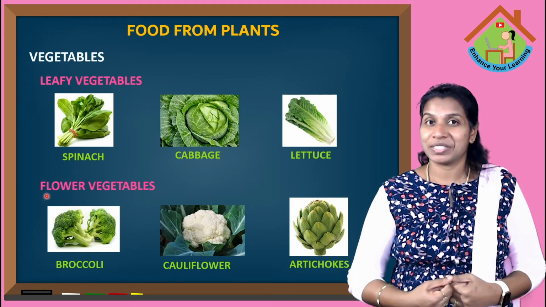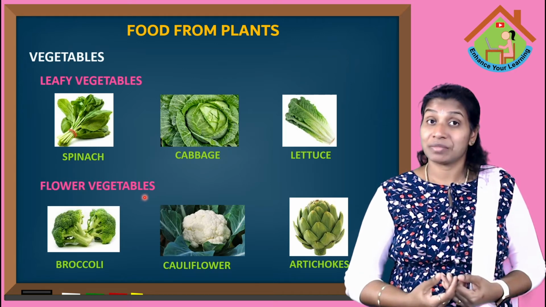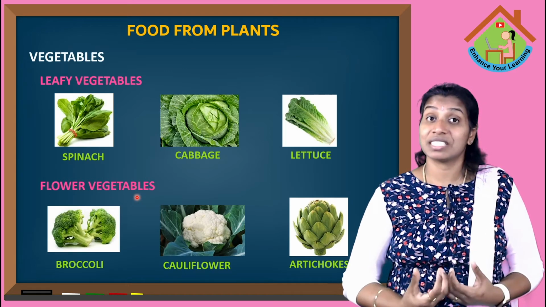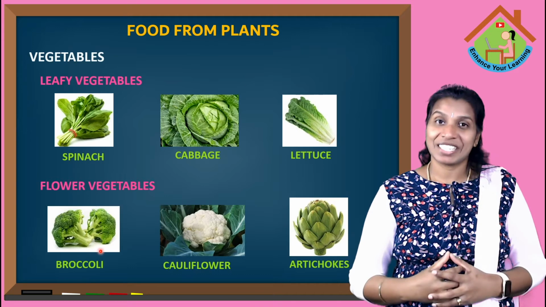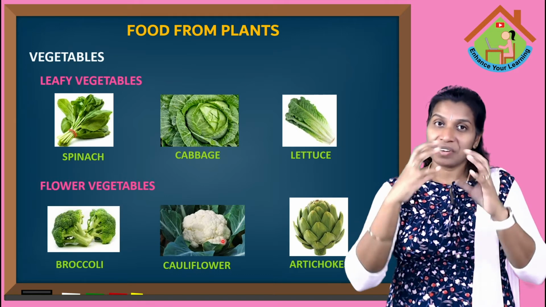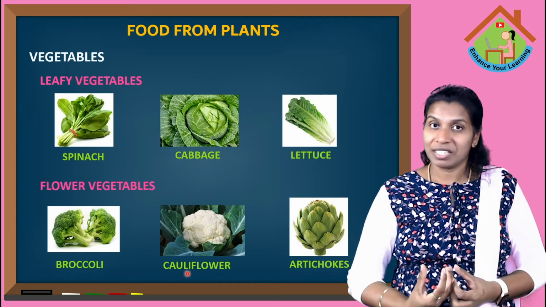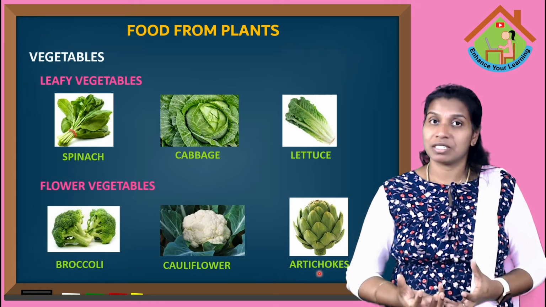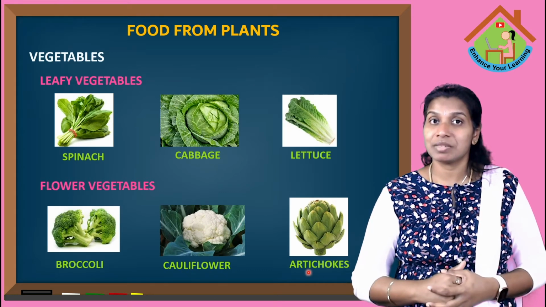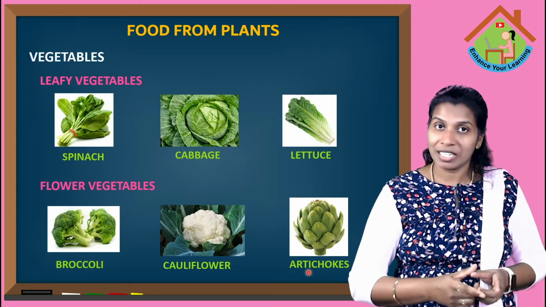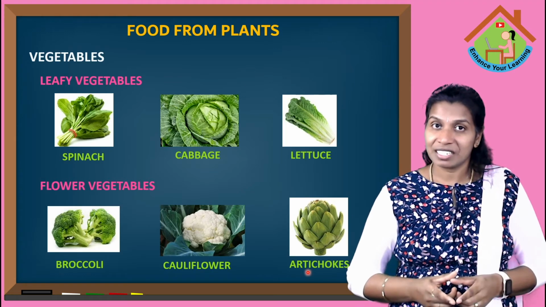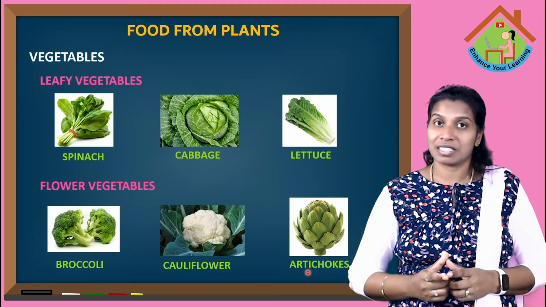Next we are going to see about flower vegetables. Okay, flower vegetables. The vegetable itself will give you a flower shape. Okay, broccoli, cauliflower, and artichokes. What are the examples for flower vegetables? Broccoli, cauliflower, and artichokes. Okay.